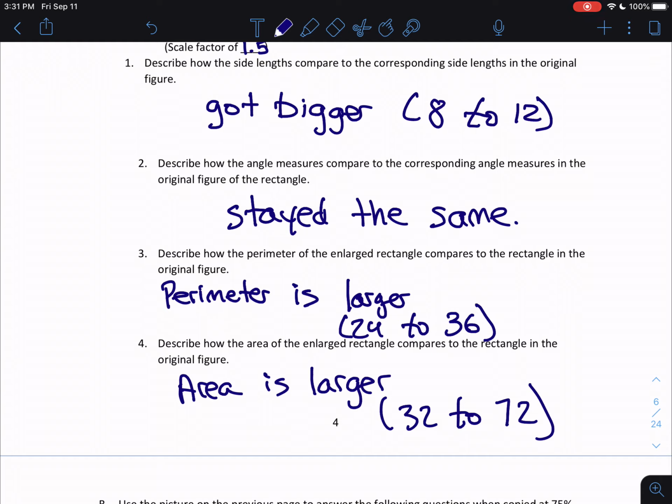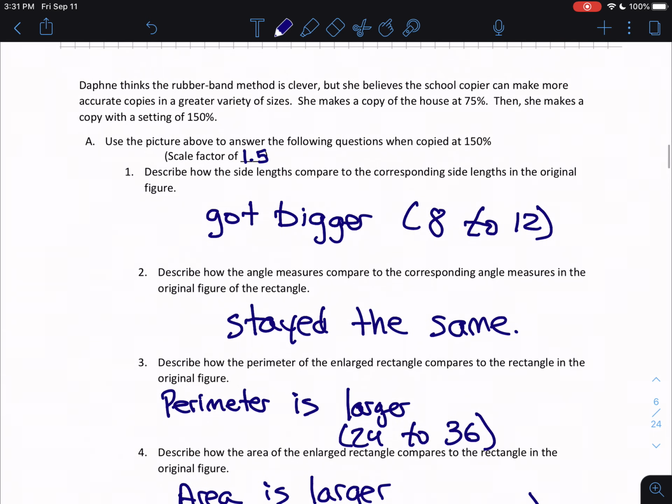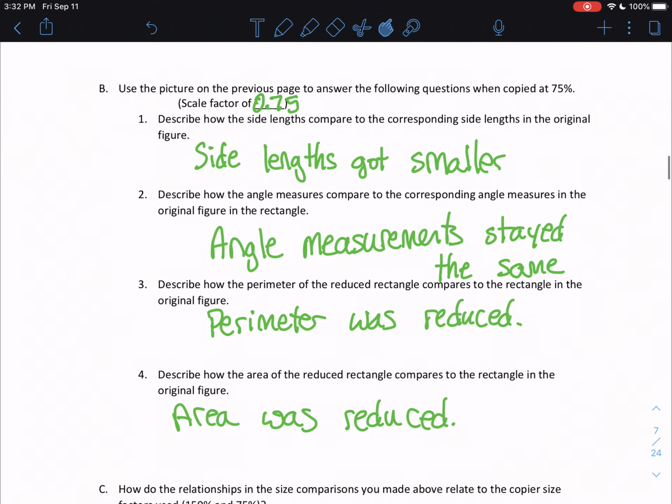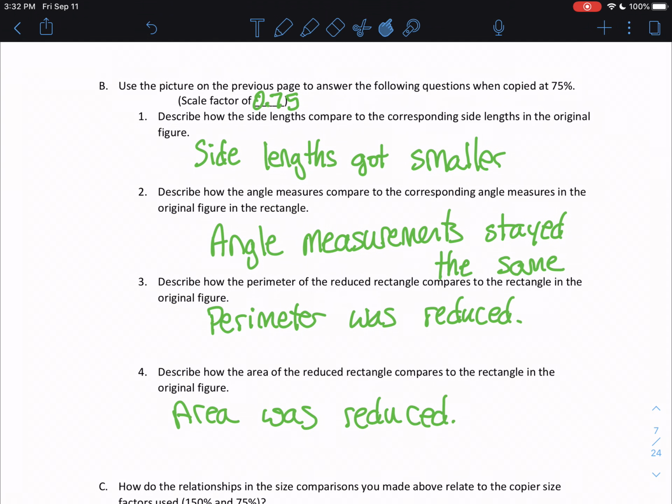Okay, so then on the next page, you are going to answer the same questions, but instead it's going to be when you're copied at 75%. So go ahead and pause and do those questions now. Okay, so hopefully you answered those questions, and let's scroll down and see if you were pretty similar. So we have side lengths got smaller, then the angle measurements stayed the same, the perimeter got smaller, and the area also got smaller.